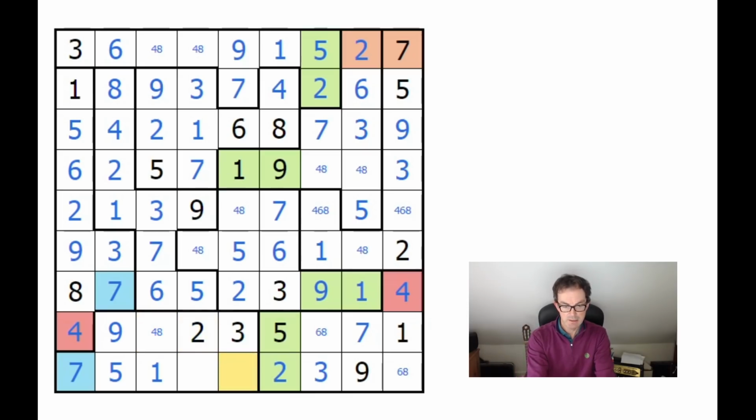4 and 8 here. So that means this is a 6. And you can see now, yeah, there you go. 6 over here, 8 here. So this can't be a 6, which means this is a 6. The 8s now unwind like this, and there we go. I think we've done it.